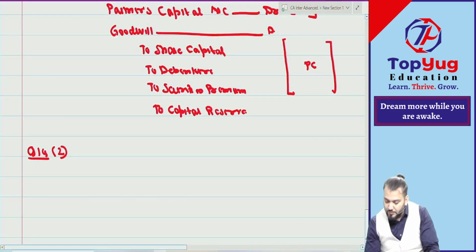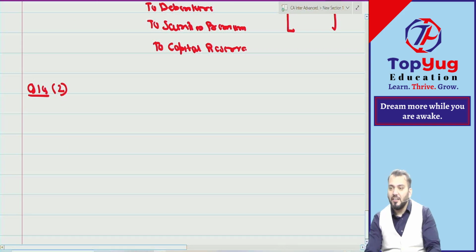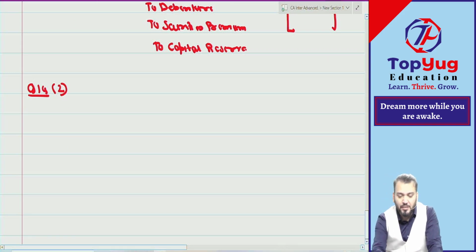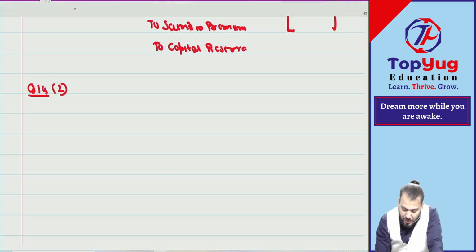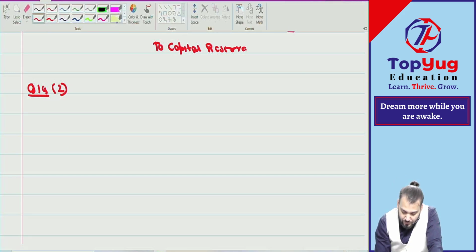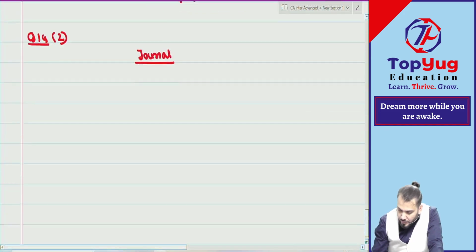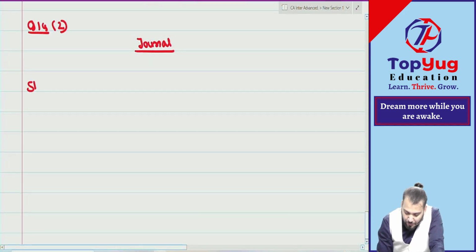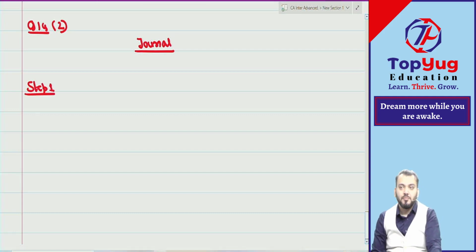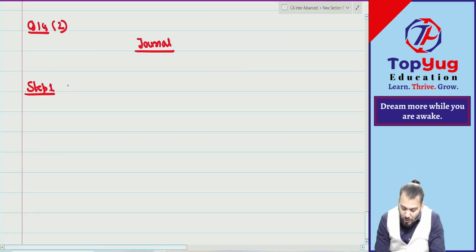Correct. Can we do it? So they have asked for the journal entry. Let us do the journal entry. Tell me. What is the first step? I'm just writing step-wise. In the exam, don't write step 1, step 2. Write journal entry 1, journal entry 2. Step 1, step 2, don't write. It is only for your understanding. First is revaluation.